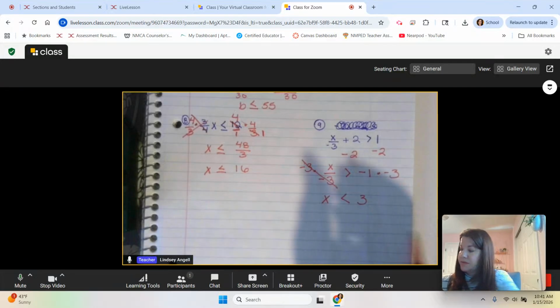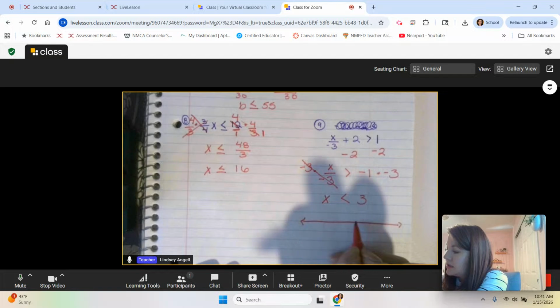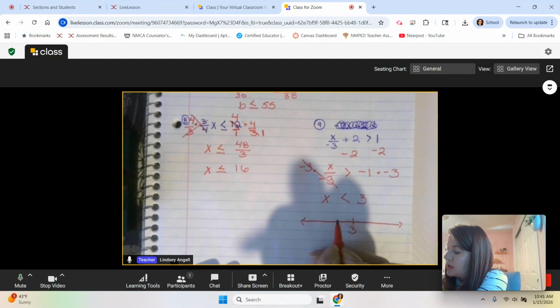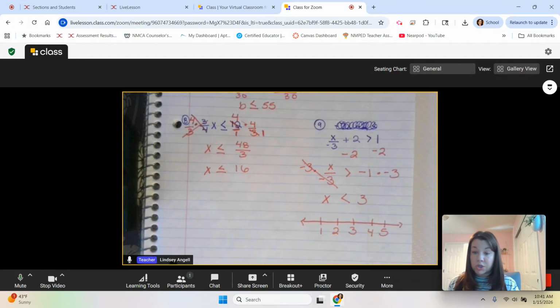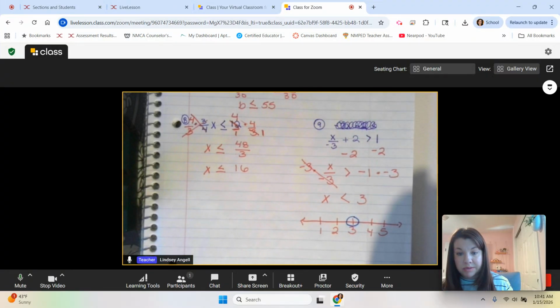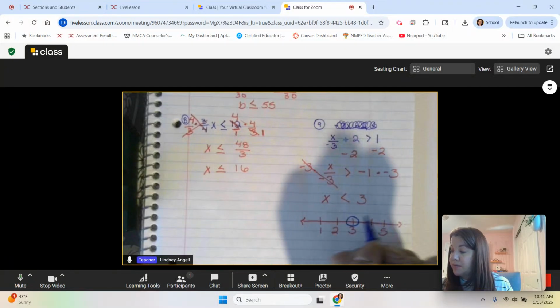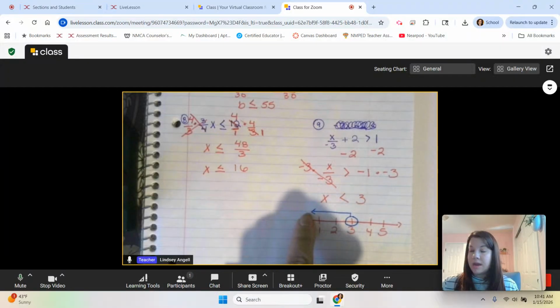to graph both of those. I'll graph this one first. Let's see, so we'll put 3 in the middle, 2, 1. Okay, I'm going to circle the 3. That's where my graph starts. I am not going to color in my circle because it's only less than, and then it looks like it's heading to the left, so that's the way my arrow should go too.